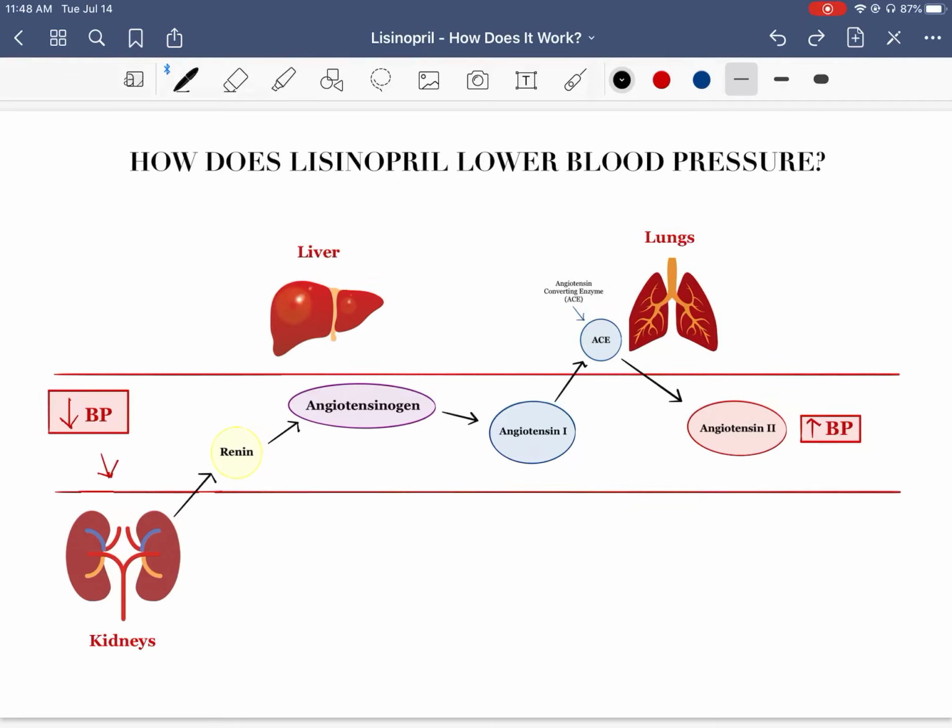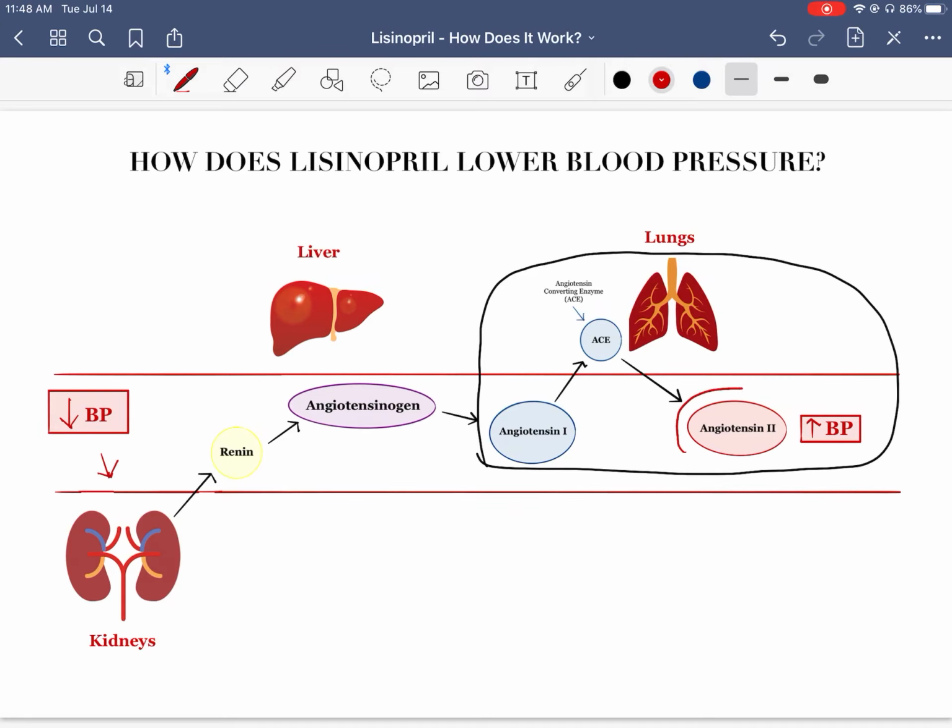How does lisinopril treat hypertension? Lisinopril lowers blood pressure by targeting the renin-angiotensin system. Specifically, it targets the conversion from angiotensin 1 to angiotensin 2, as angiotensin 2 is the main culprit for increasing blood pressure.